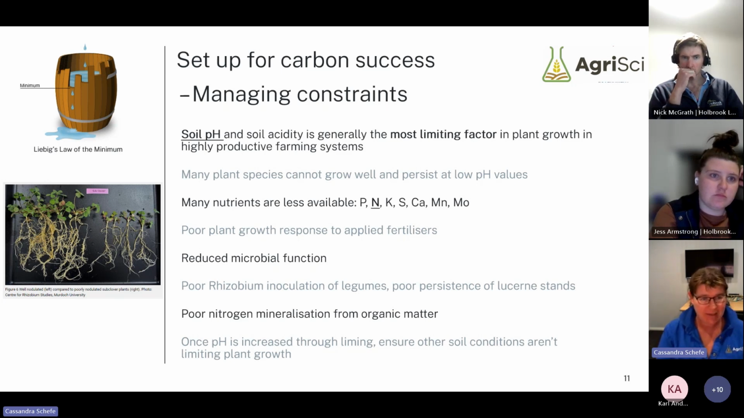So what's the next one on the list? Always making sure that we're spending money and inputs and effort into supporting our system. We want to make sure that we're getting bang for buck for what we're doing.